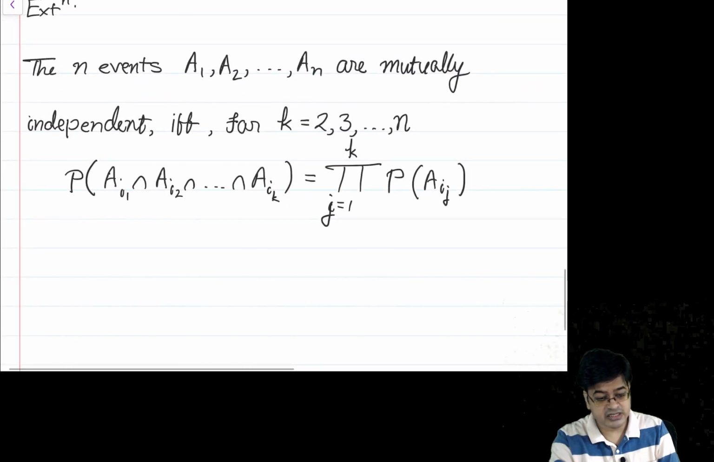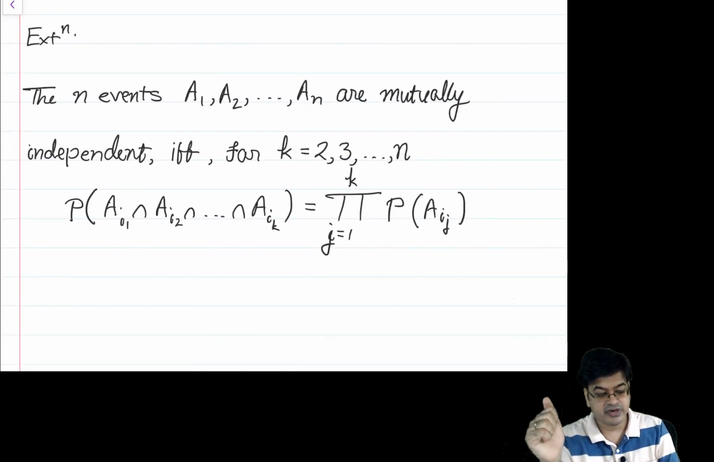So that brings us to the extension of the definition, where we have n events A1, A2, up to An. We will say all these events are mutually independent if and only if for every size k, where k denotes the size of the subcollection, we are able to write the probability of the intersection as the product of probabilities, which is given here. Then we will say the events are mutually independent.